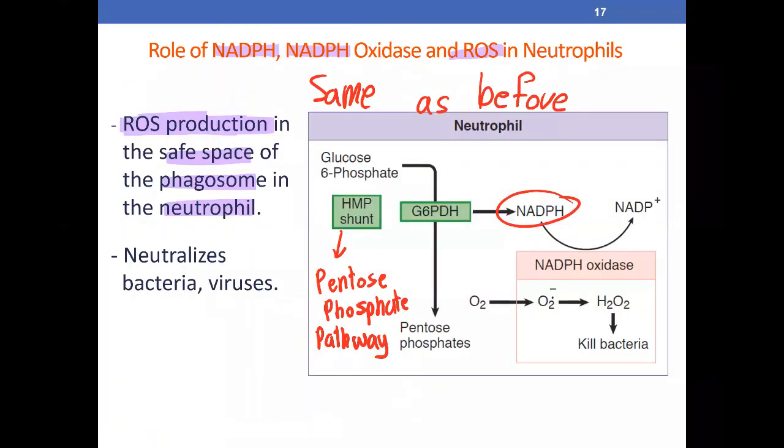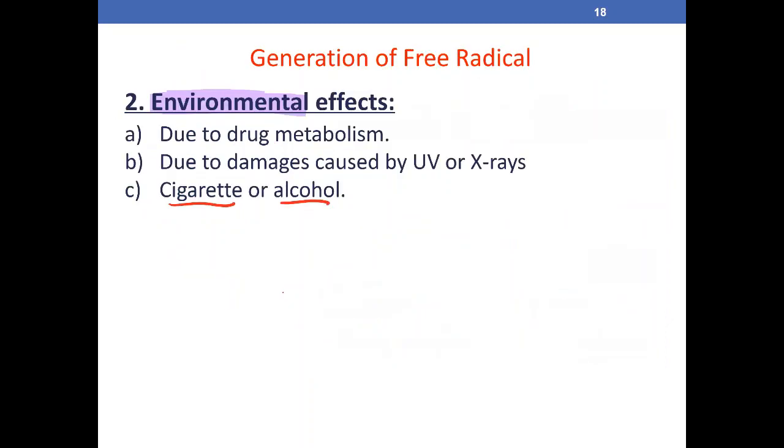Again, this is pretty much the same as before. HMP shunt, by the way, is the pentose phosphate pathway. This is how NADPH is generated. If you remember, I think you guys covered a PAL on this, and I took this lecture on the pentose phosphate pathway. NADPH is used in NADPH oxidase to form the free radical, which kills bacteria. Again, this is just a repeat. So it kills bacteria, kills viruses. This is how your immunity works.